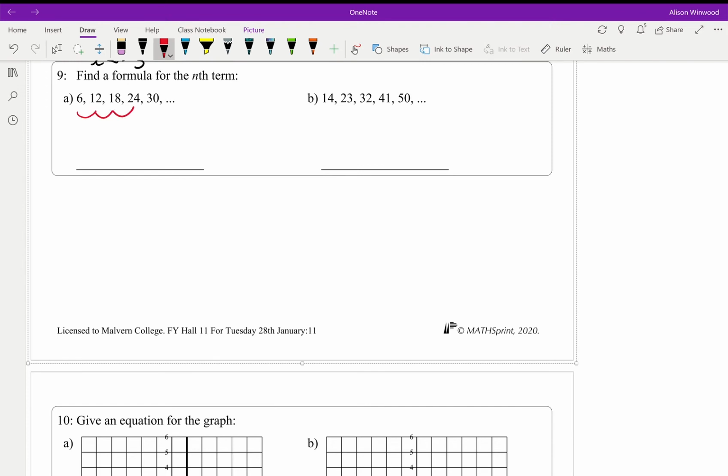It's going up in sixes, so it's 6n, and to get from 6 to a starting point of 6 we add nothing at all. This one's going up in 9s, so it's 9n. To get from 9 to a start of 14 we need to add 5.